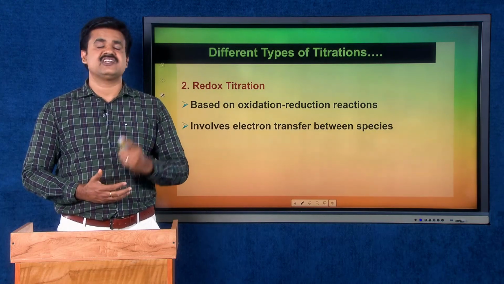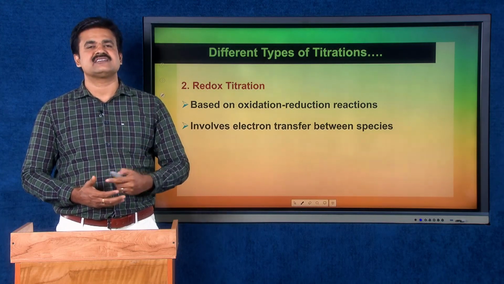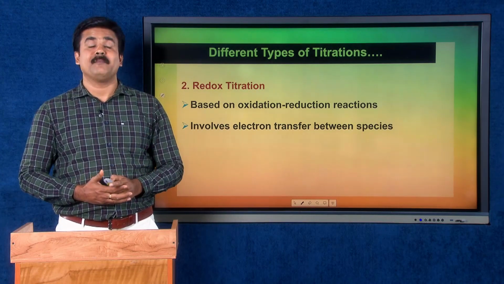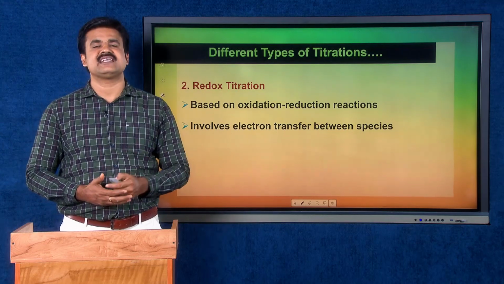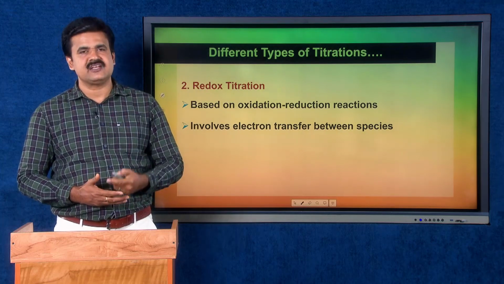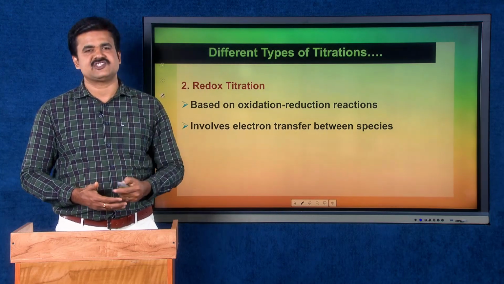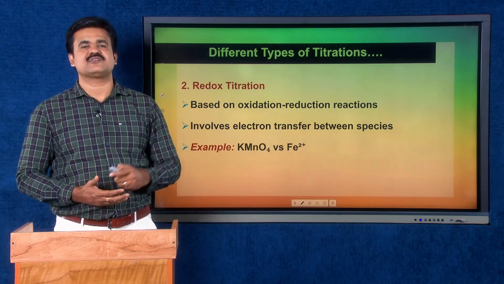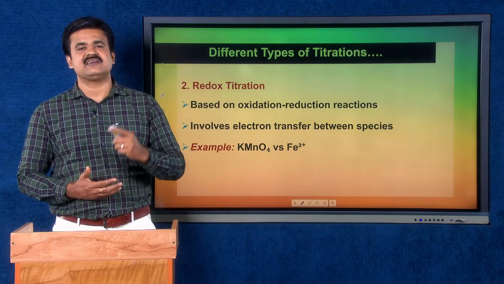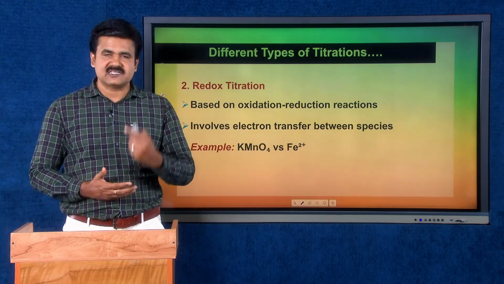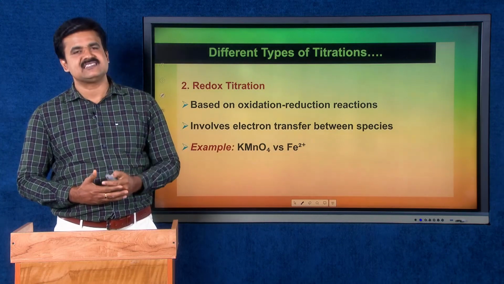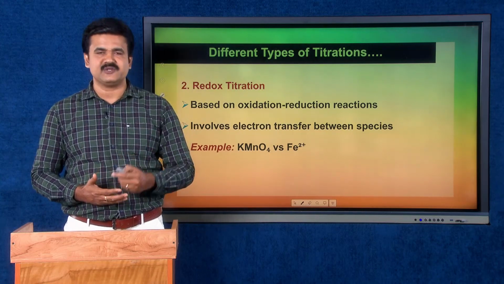There occur oxidation as well as reduction, such that you can call it a redox titration. Redox titration involves electron transfer between species, namely the oxidizing agent and the reducing agent. During the course of the reaction, the oxidizing agent will undergo reduction and the reducing agent will undergo oxidation. A typical example is the titration between potassium permanganate and iron 2 plus ion, preferably from ferrous sulfate or Mohr's salt, etc. In this reaction, KMnO4 acts as the oxidizing agent and Fe2+ acts as the reducing agent.